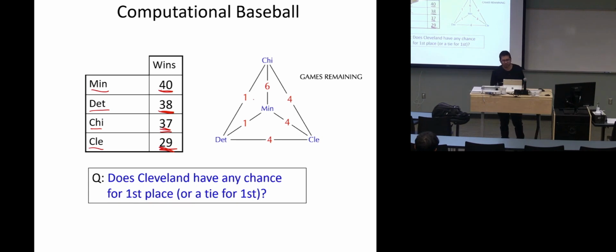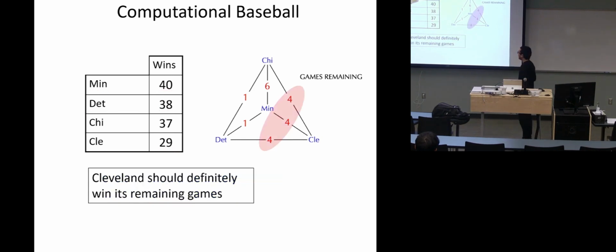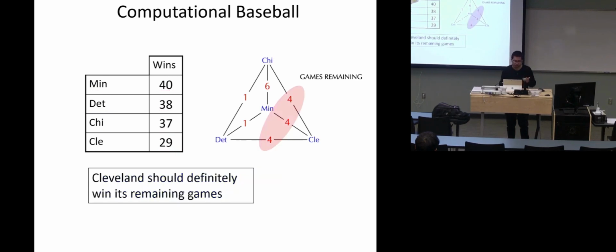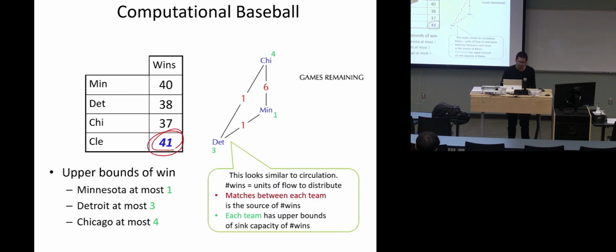And so if you ask this, how do we decide this, right? The first thing we can say is that, okay, let's assume that Cleveland wins every remaining match that it will participate in first. Let's assume that, because otherwise we are just asking if there is any chance at all, right? So just assume that Cleveland won everything. If that is the case, then the number of wins that Cleveland has is going to be 41.